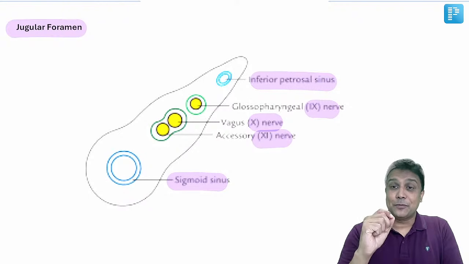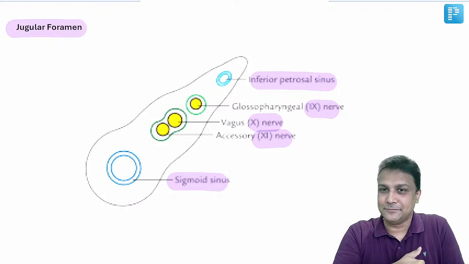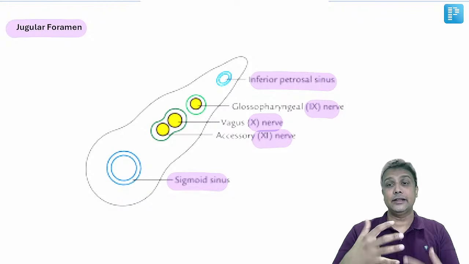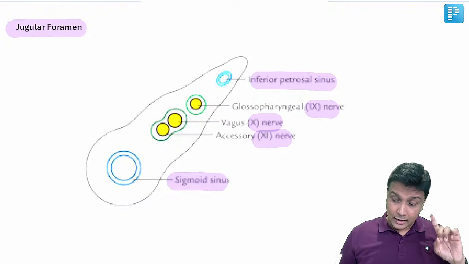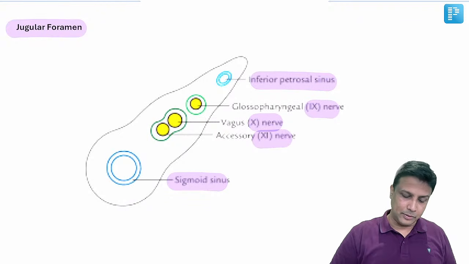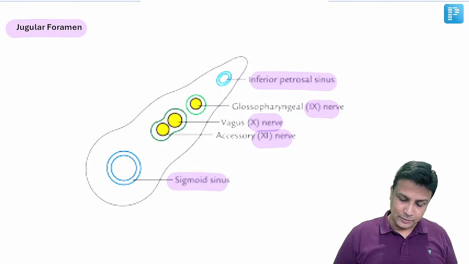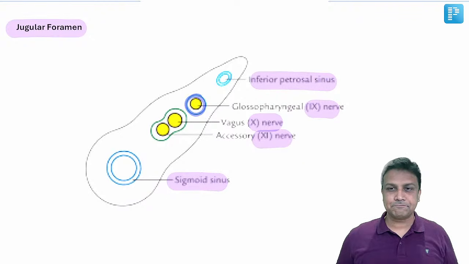Fine. So please remember all the structures in order. First you'll have the inferior petrosal sinus, then the 9th, 10th and 11th nerve, and then we'll have the sigmoid sinus. Apart from that, one more important thing to remember: out of the three nerves present over here, which nerve will be present in a separate sheath? That one will be the 9th nerve.